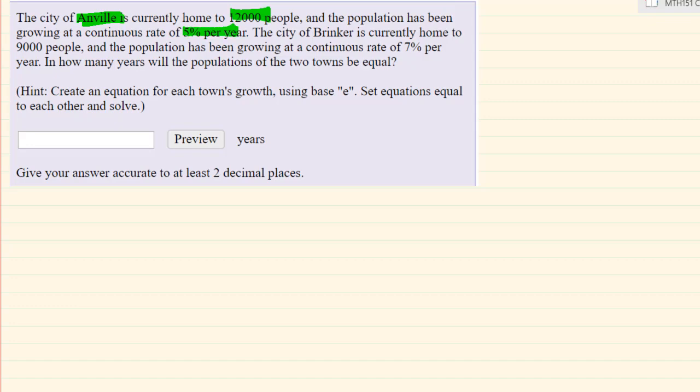The other city, Brinker, which we'll color in blue, currently has 9,000 people and is growing at 7% a year. So Brinker is growing a little bit faster than Annville. And the question is, in how many years will the two populations be equal? And there's also a hint saying use base e on this one.